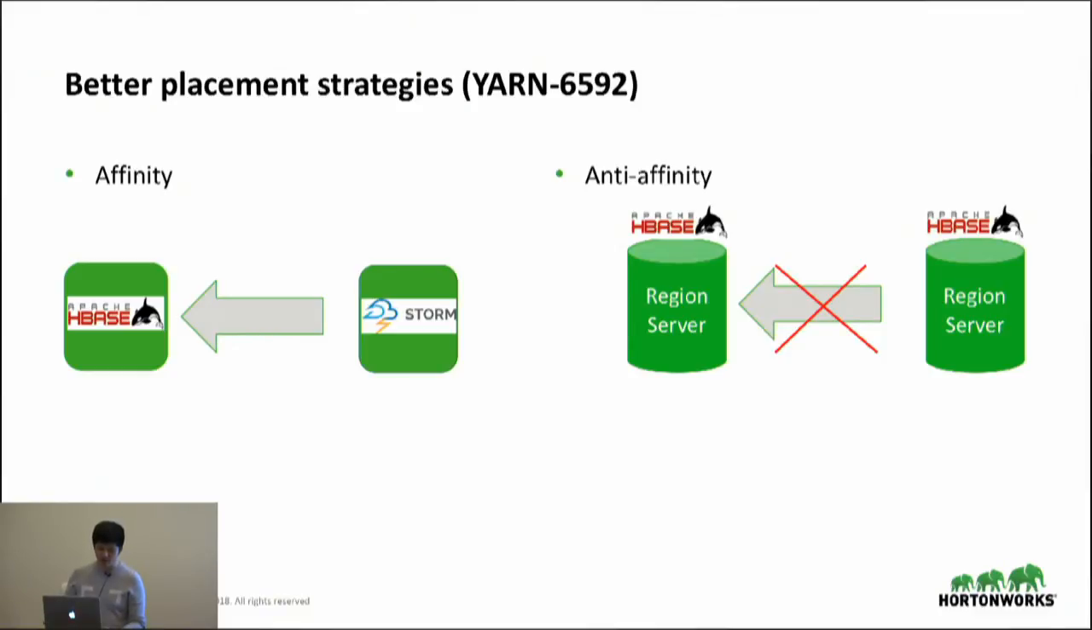Affinity is useful when we try to submit a Storm application. We want the Storm application to be located as near to HBase as possible, so that we can have more efficient data reading. On the other side, sometimes we may need to enable anti-affinity. For example, if we have HBase set up, we don't want these region servers to be placed too close to each other, which can reduce resource interference.